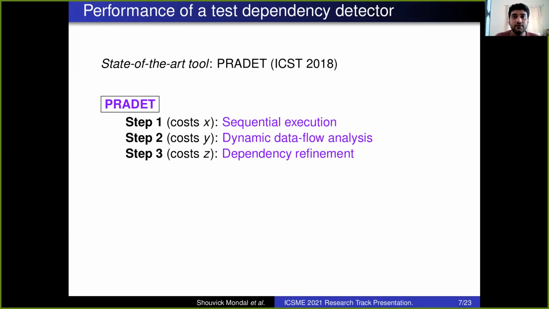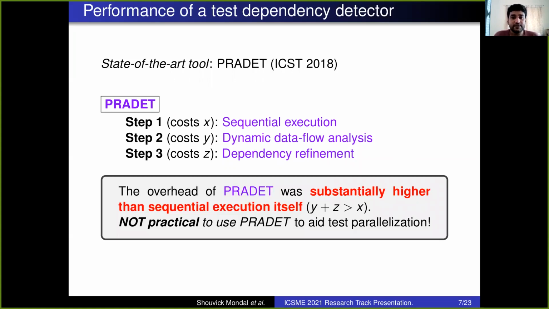The graph consists of a lot of vertices and edges, so we need to refine the dependency graph to keep only the dependencies that are essential. Essential dependencies are those which, if not respected, cause the test cases bound by the dependency relation, if executed out of order, to have their test verdicts toggled. So the overhead of Pradet was substantially larger than the sequential execution itself. So this solution of test dependency detection was not practical.